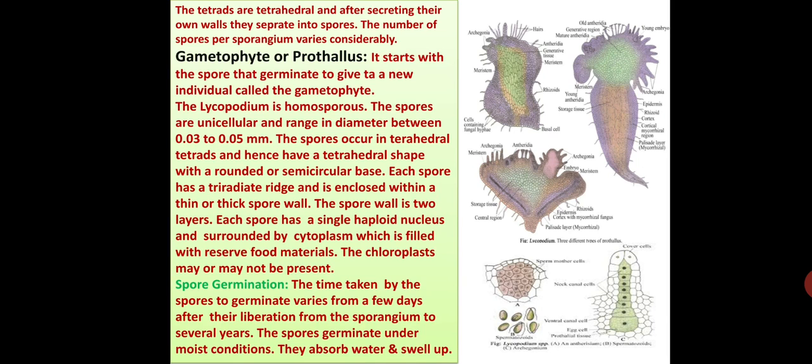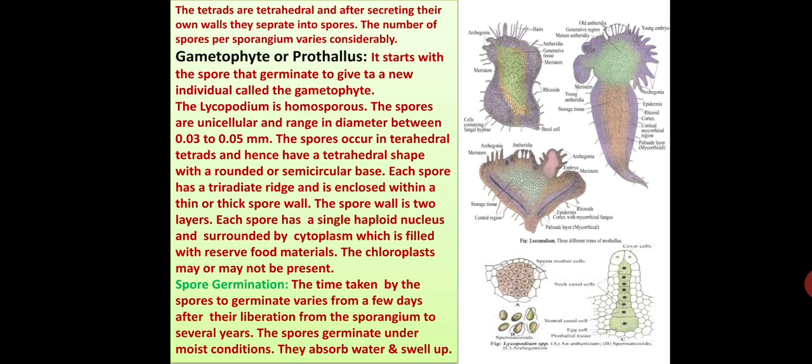Next we discuss the gametophyte or prothallus. It starts with the spore that germinates to give a new individual called the gametophyte. Lycopodium is homosporous. The spores are unicellular and range in diameter between 0.03 to 0.05 mm.